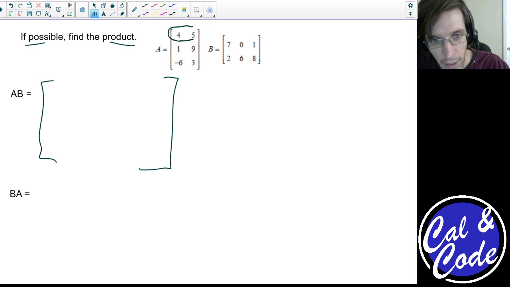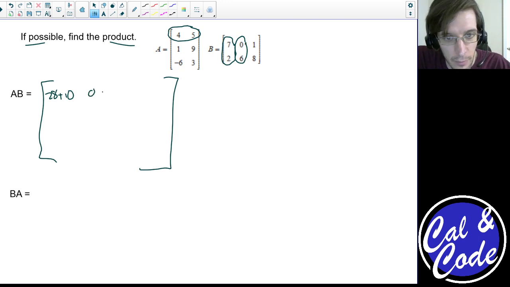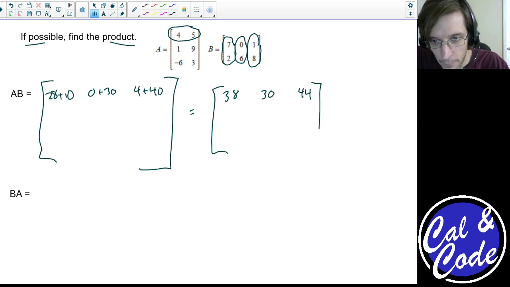So we'll have 4, 5 times 7, 2. 4 times 7 is 28. 5 times 2 is 10. That goes in the first row, first column. Now I'll take first row by second column. 4 times 0 is 0. 5 times 6 is 30. Then I take the first row by the third column. 4 times 1 is 4. 5 times 8 is 40. So already, just by simplifying this, I'd have 38, 30, and 44.